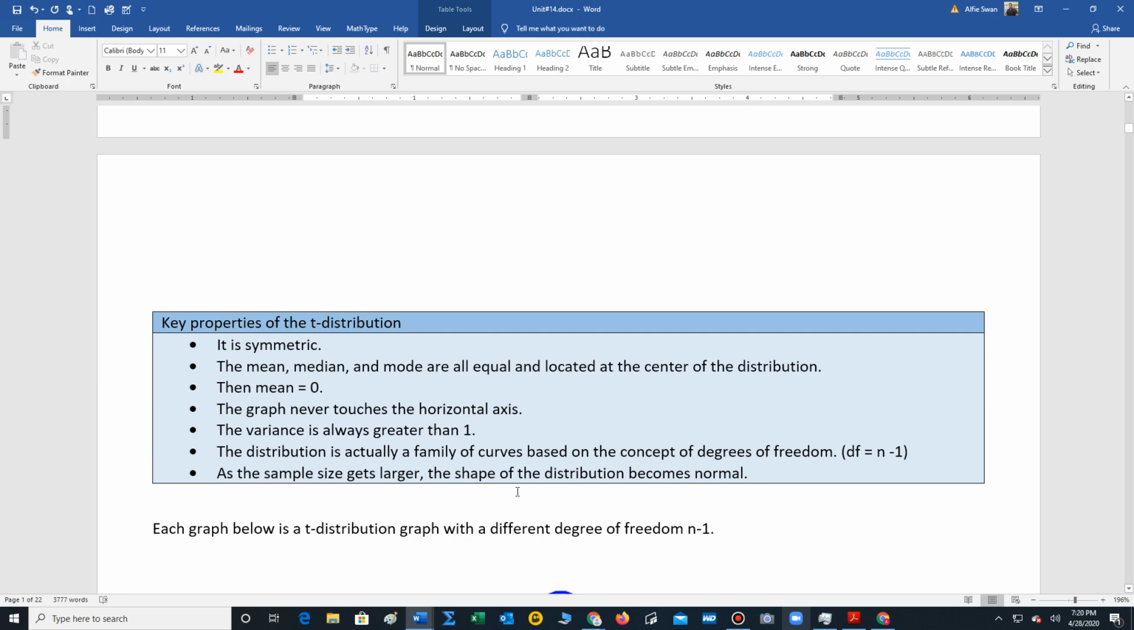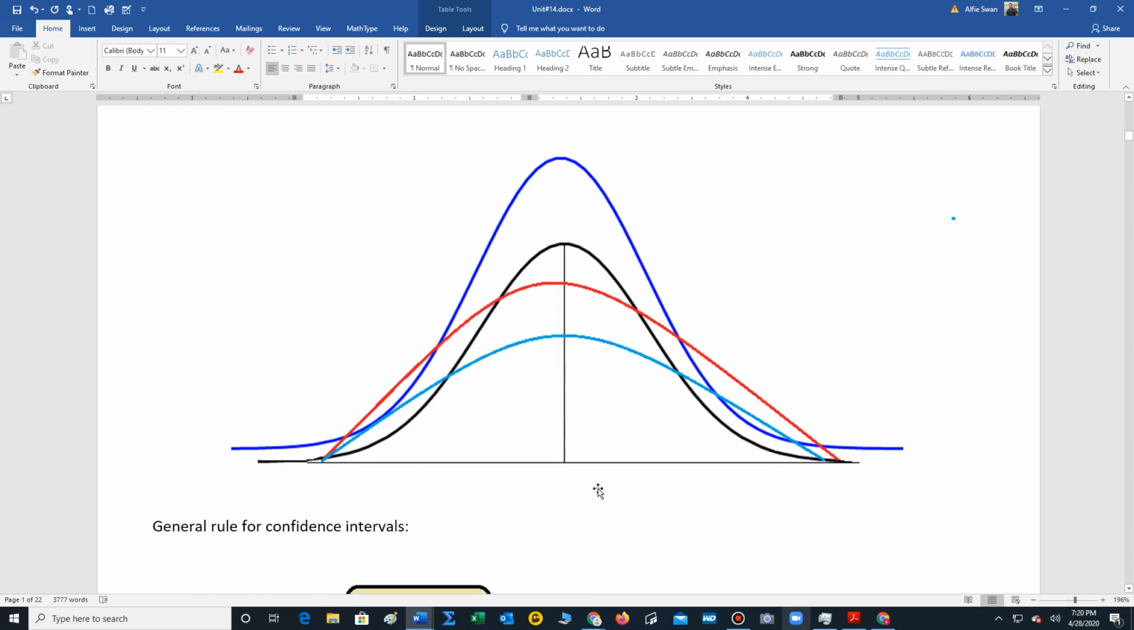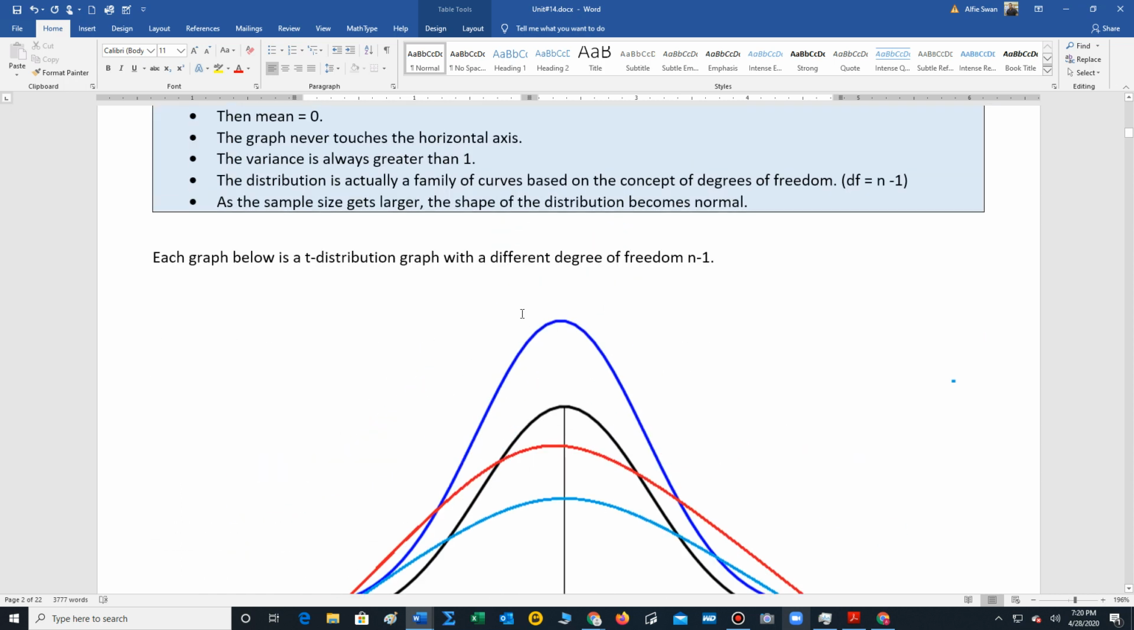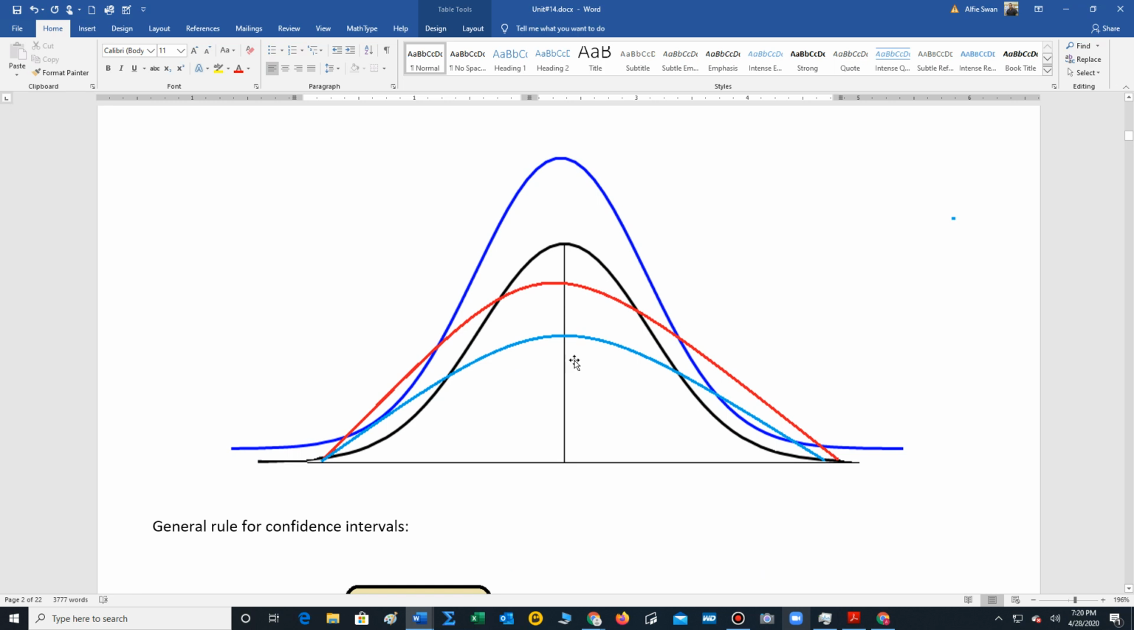Another difference is the distribution is not just one curve, it's actually a family of curves. And that's kind of represented here. This family of curves depends on a concept called degrees of freedom. That's going to be n minus 1. So for each degrees of freedom, you'll have a different graph for the t-distribution. However, as the degrees of freedom increases, the t-distribution will evolve into a normal distribution. In fact, once the sample size n is 30 plus, it's practically a normal distribution.